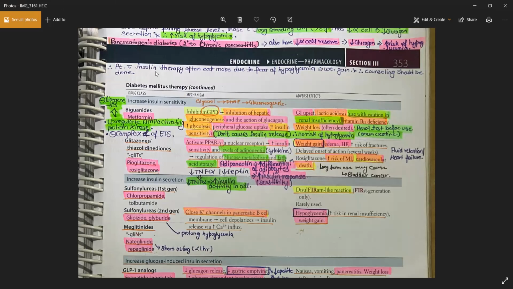So patients on insulin therapy often eat more due to the fear of hypoglycemia, and that's why weight gain will be happening. Step one will also ask what therapies you can give the patient for this weight gain. This would be counseling of the patient. I've encountered a question on this fact, and the answer was that counseling of the patient is very important for the weight gain.